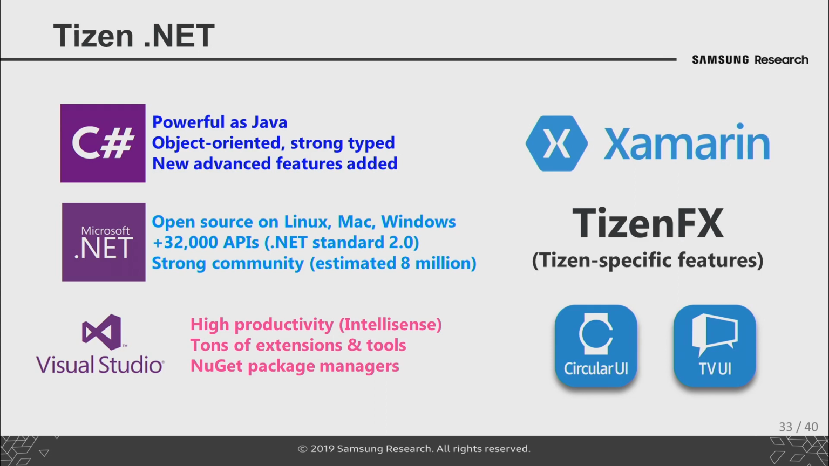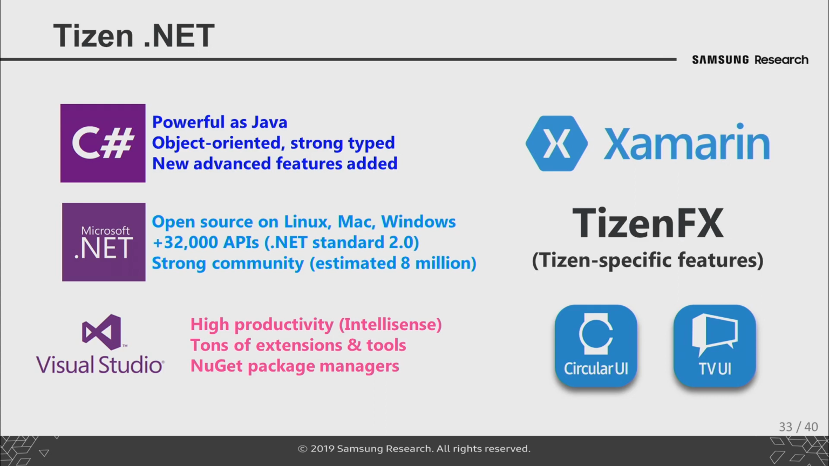So to sum up this session, Tizen.NET came along with all those cool features, like C#, a very powerful, object-oriented language, the .NET Framework, the .NET Standard API, a strong community, and Visual Studio, the most powerful SDK. We have Xamarin.Forms, that's pretty awesome. And we have TizenFX, the device APIs, and the extensions for those products.